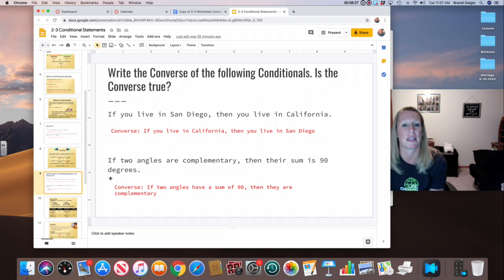The next example says, if 2 angles are complementary, then their sum is 90 degrees. Now the thing about this one is the subject of the statement has to stay with the if part. So if 2 angles are complementary, the subject of our statement is the 2 angles. So that's what we're talking about. So if 2 angles right here has to stay the same, but I'm just going to flip the conclusion and the hypothesis. So if 2 angles have a sum of 90, then they are complementary. Do you see how I flipped the conclusion and the hypothesis?